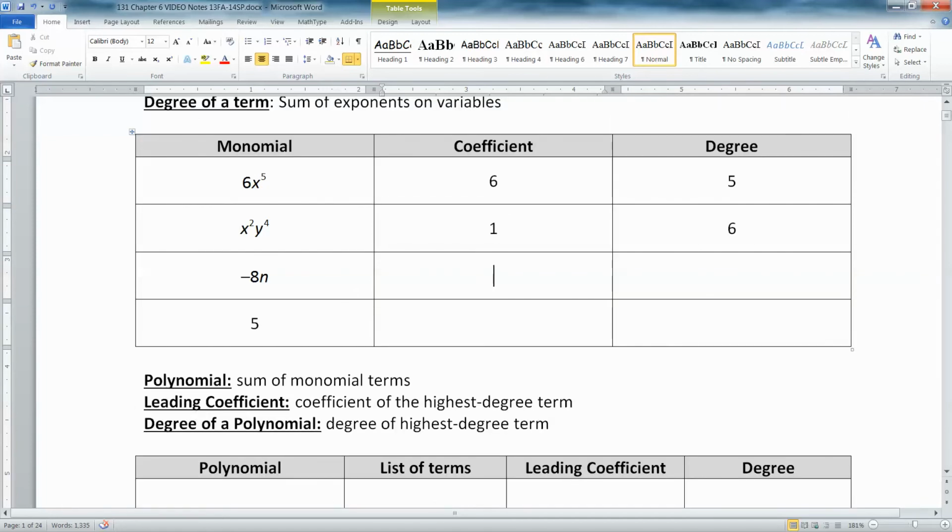All right, now what about the next one? The coefficient's pretty obvious, it's -8, but the degree is a little bit less obvious. There is no power on the n that you can see, which means it must be 1. Mathematicians don't write powers of 1 because n to the 1 power is just n, so they don't bother writing it, but it is the same thing. All right, and the last one has a coefficient of 5, but there's no variable there, so that must mean a degree of 0, because x to the 0 power would disappear and be 1, right?